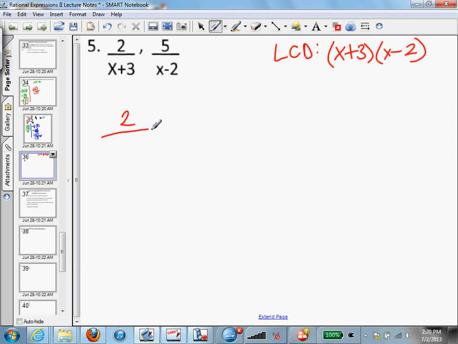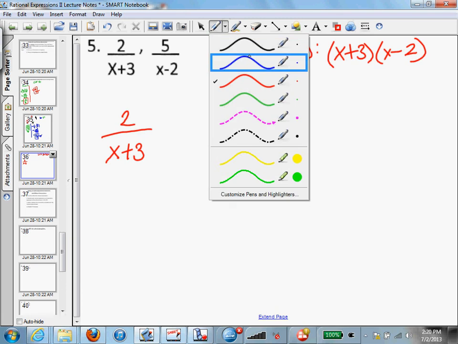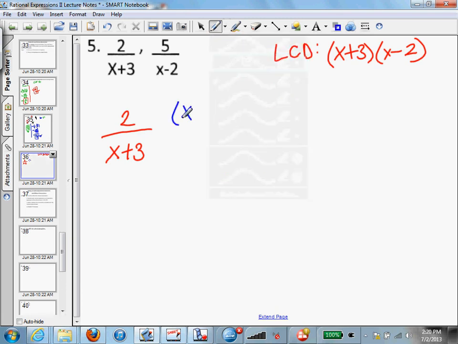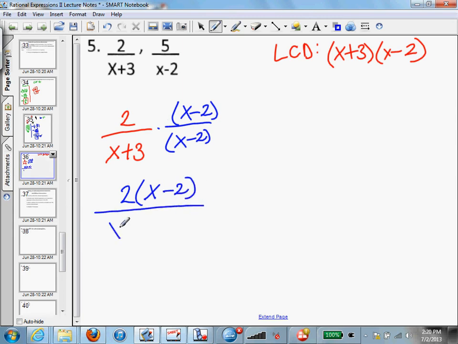Okay, so for this first one of 2 over x plus 3, we have x plus 3, so we have to multiply by the opposite as a fraction of 1. So we have to write x minus 2 on both sides. So to simplify, we have 2 times x minus 2, and when we multiply the bottom, we're going to get our common denominator of x plus 3 and x minus 2. Now, in actually solving this, you're going to want to distribute that 2, but for these purposes, you don't have to.